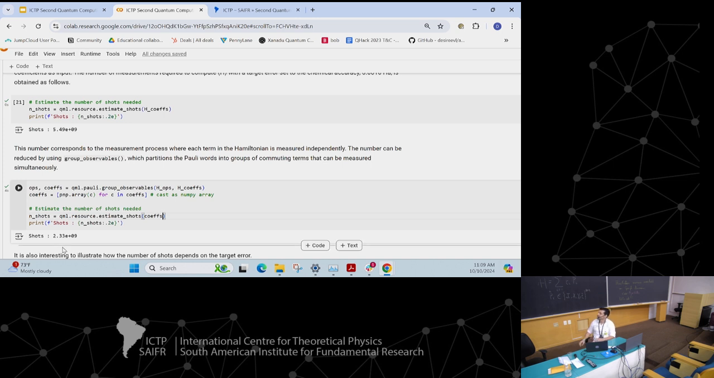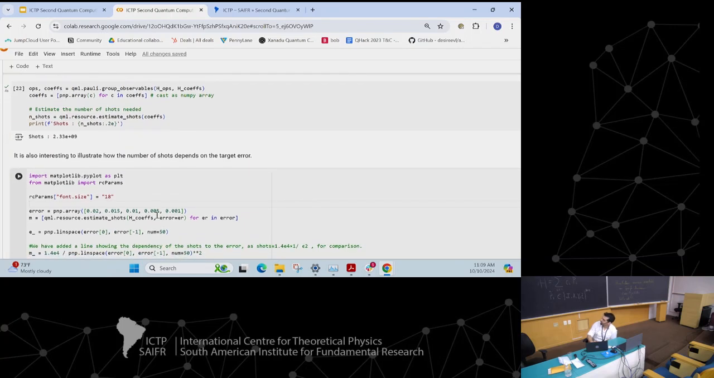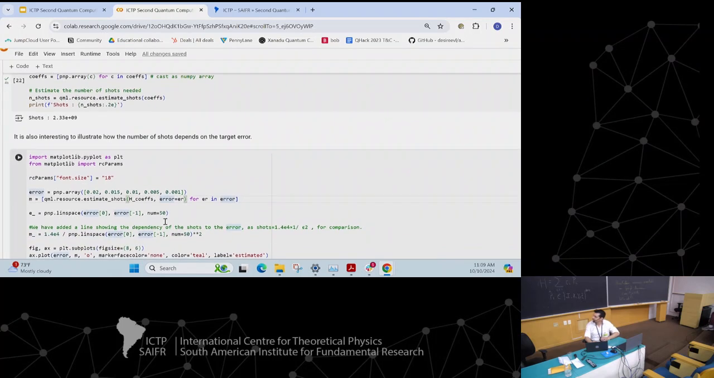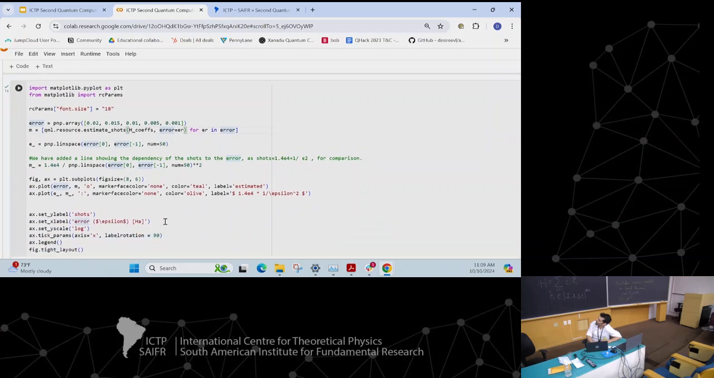Okay, so you can see we've reduced the number of shots by about half, but it doesn't help you very much. You still need billions of shots to get to chemical accuracy for a simple molecule like water. You can also, if you can afford to not reach chemical accuracy necessarily, see how the number of shots scales as a function of the error that you can tolerate. And this one you can just run as it is.